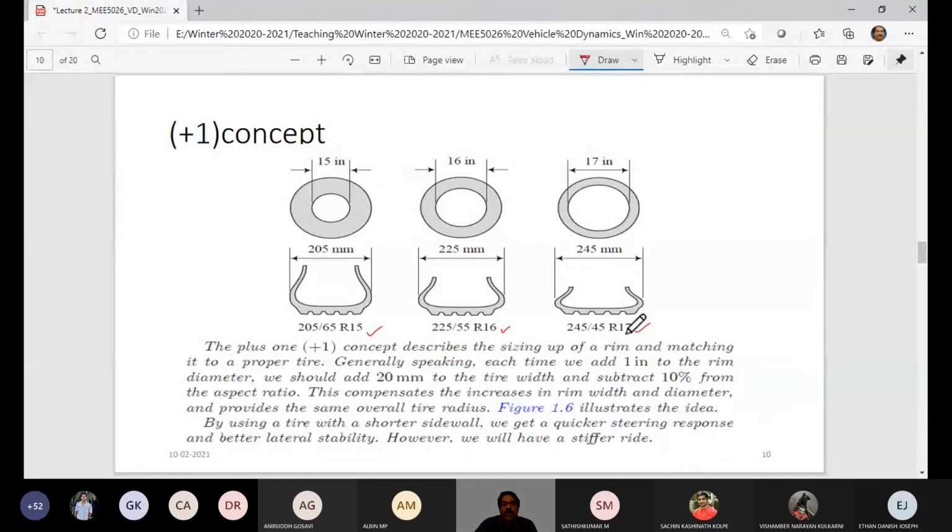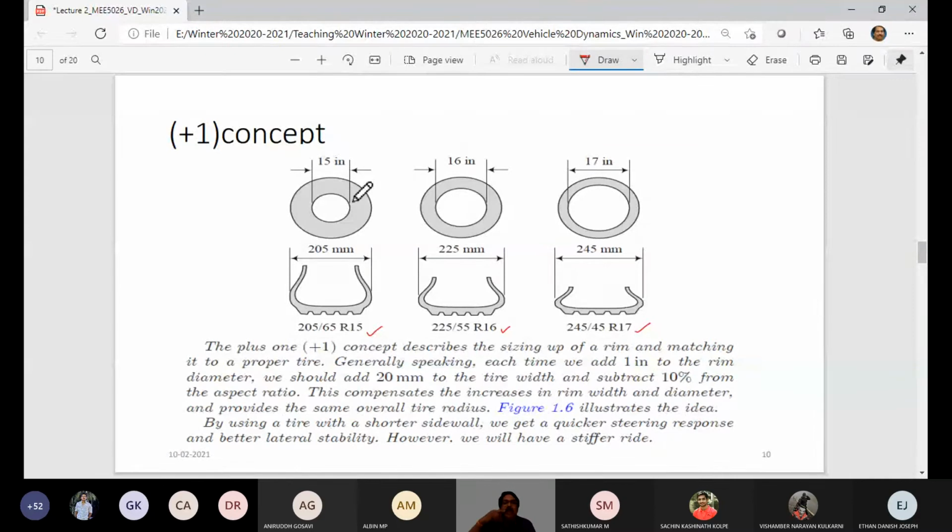Right. So you see here what is happening, and that aspect ratio, you see, it reduces. High aspect ratio is preferred in high-end cars, where a small ring is there, whereas here the aspect ratio is more. So the aspect ratio is reduced by 10%. So this is 65, 55, and 45 percent, and the section width increases and the rim size increases. But what is retained? The overall dimension or radius of your tire wheel assembly is retained, right? So that's what is called the plus-one concept in tire construction.